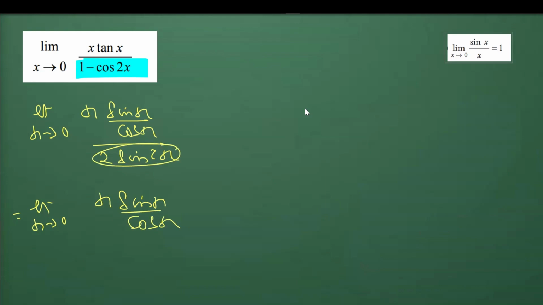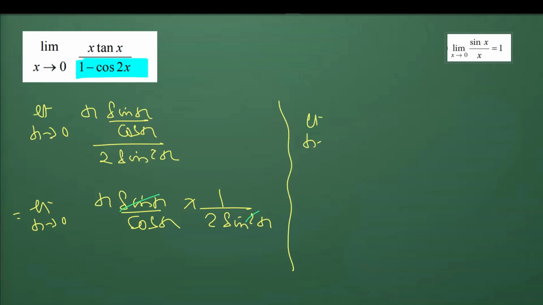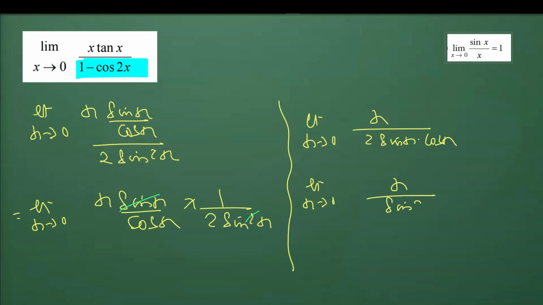Now I can divide this. Dividing is same as multiplying with the reciprocal, so it will give you 2 sine square x. Now we can figure out that one sine gets cancelled. So what we are left with is limit x tending to 0, x in the numerator, divided by 2 sine x cos x. I can write this as 2 sine x cos x. So limit x tends to 0, we have an x, and this can be written as sine 2x.